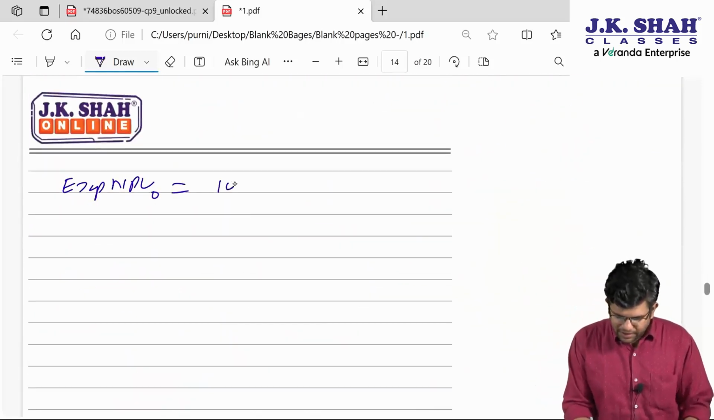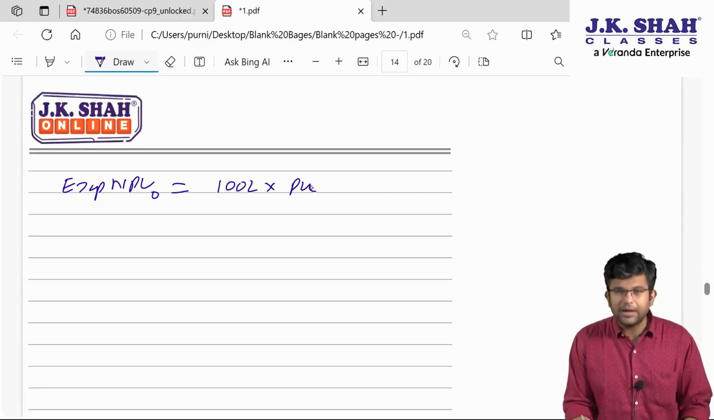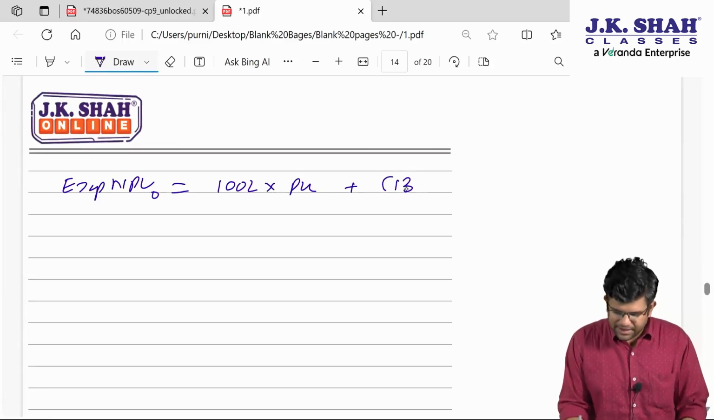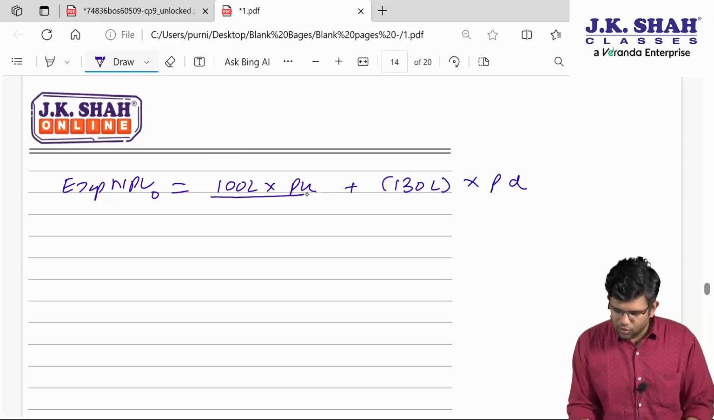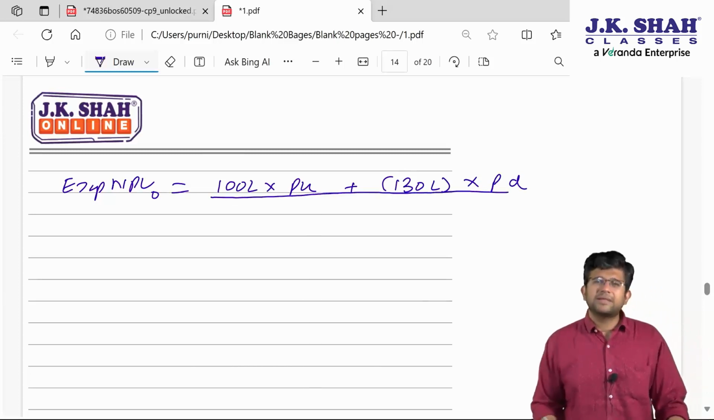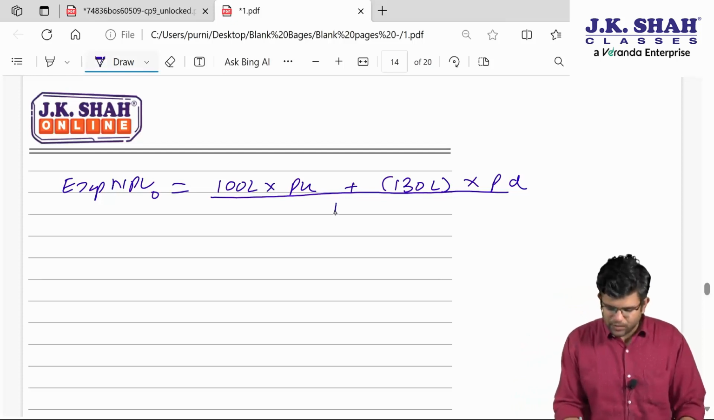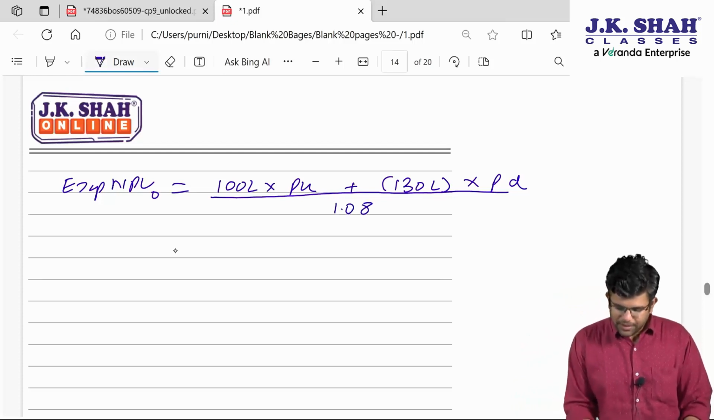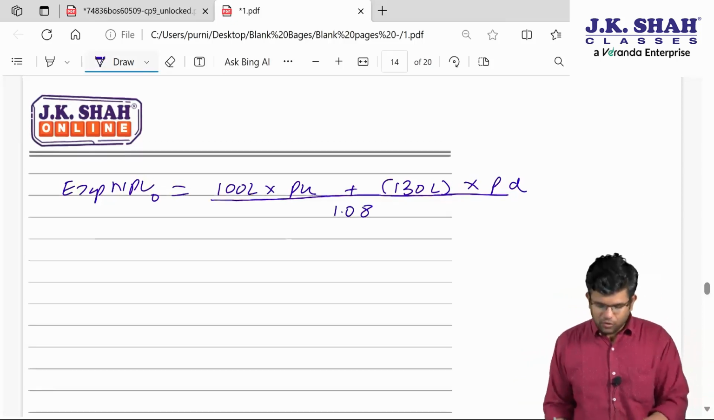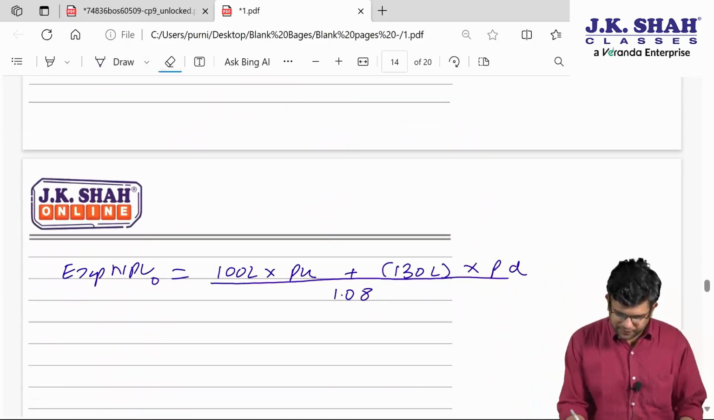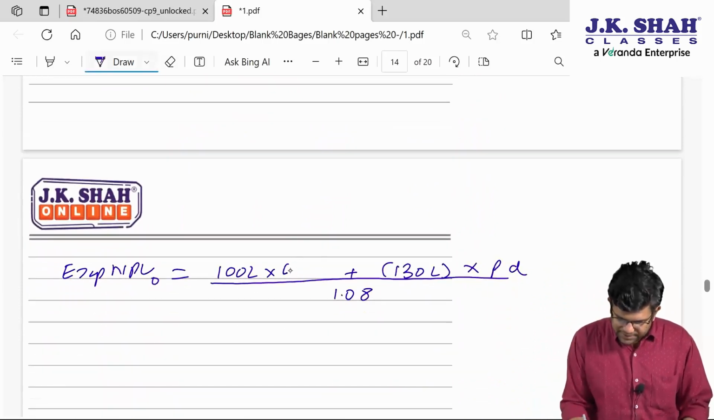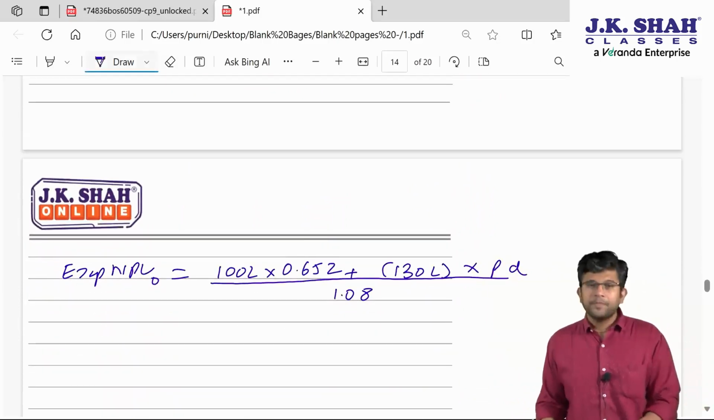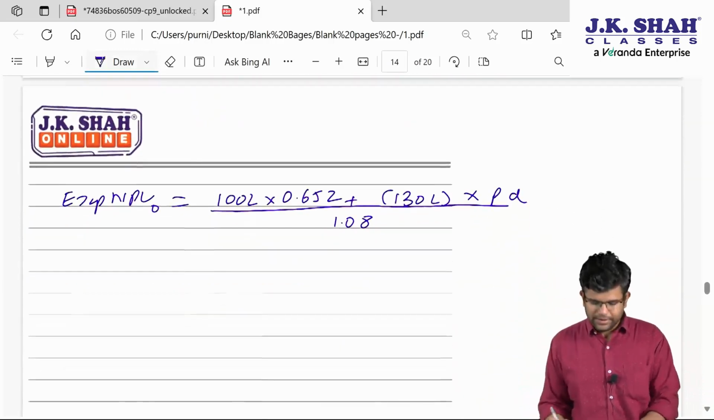So I'll write 100 lakh into probability of upside plus negative 130 lakh into probability of downside, the whole divided by the discounting rate at risk-free rate, that is 1.08. Okay, so now the PU is 0.652 and the PD is 0.348.